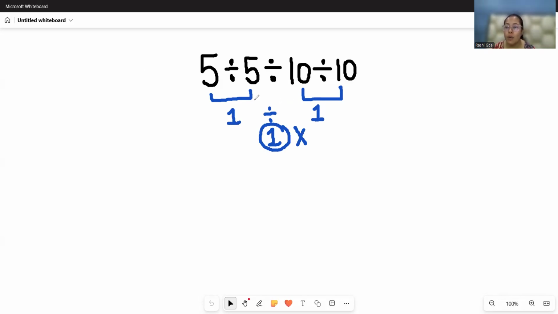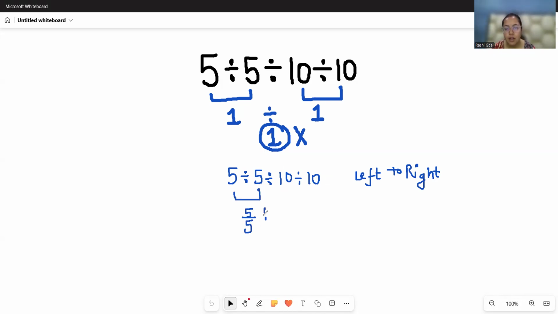When you are given the same operation, like here division repeating itself, then always solve it from left to right. Yes, don't skip this step, left to right. I mention it again: if you take this approach, you will always reach the right answer. So left to right is 5 divided by 5, then divided by 10 divided by 10. 5 divided by 5 is 1, divided by 10 divided by 10.